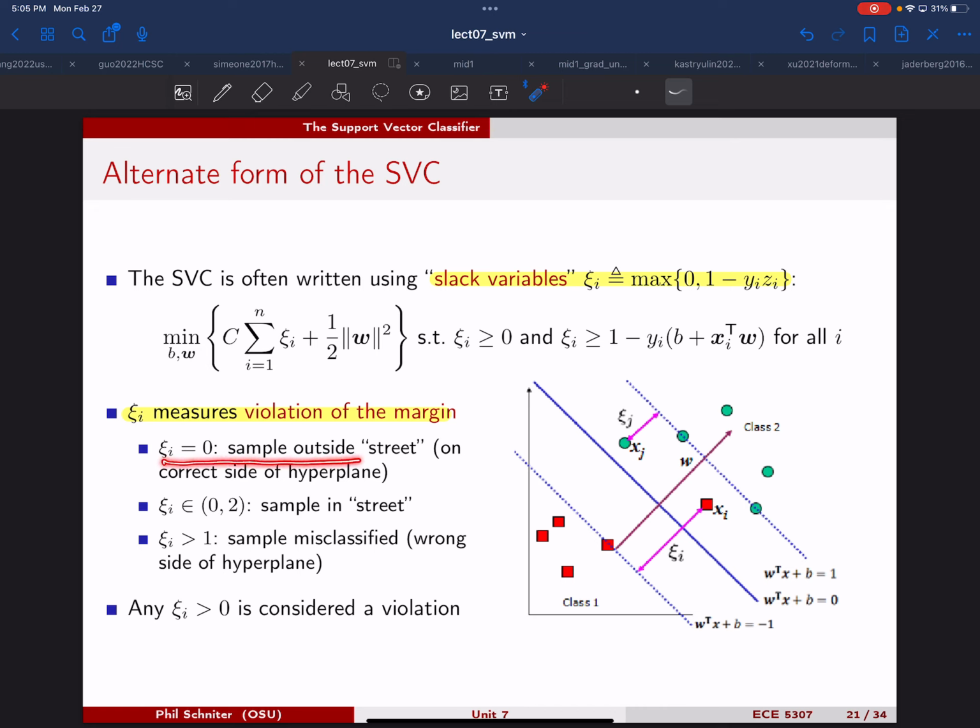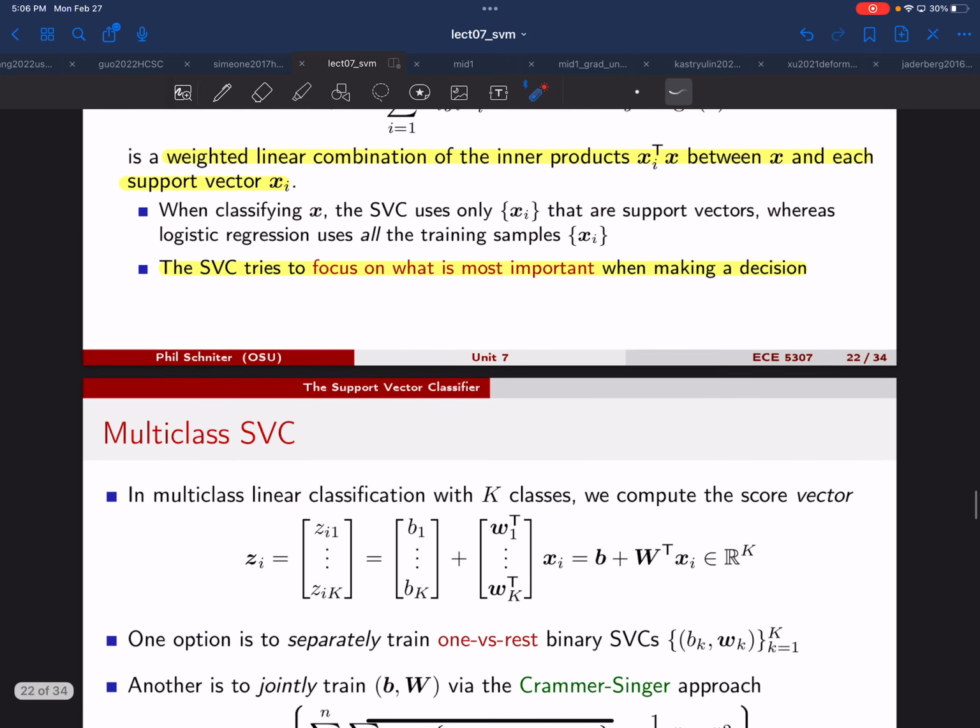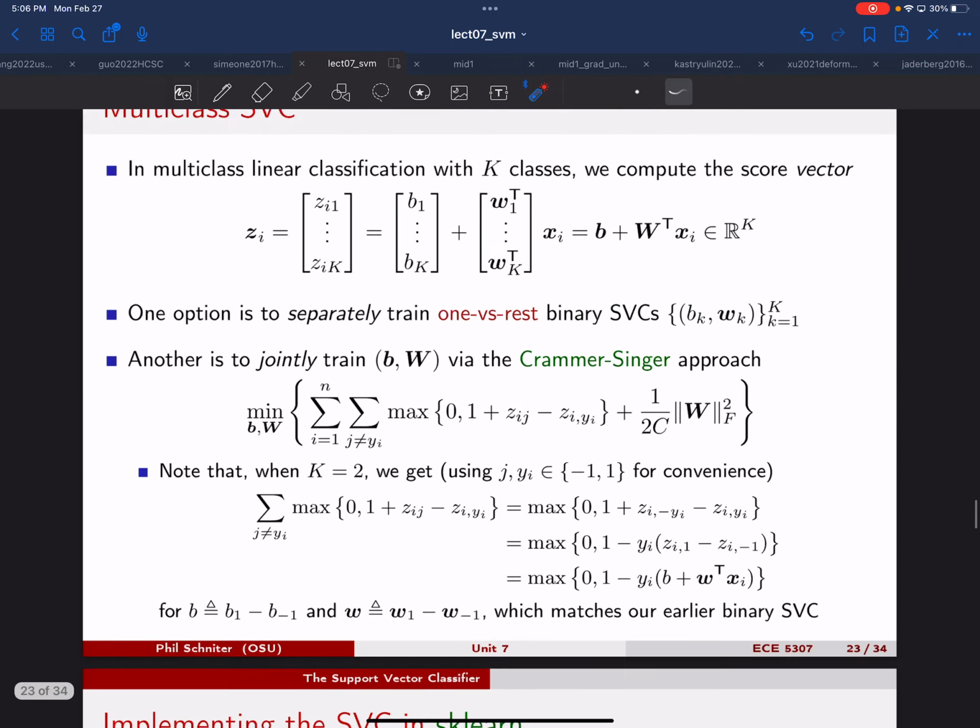So xi equals 0 means outside the street on the good side. 0 to 1 means in the street. And anything greater than 1 would mean over here, that means it's actually going to get misclassified, because this is the classification boundary. But for our training, any xi greater than 0 is considered a violation. So anything here. Okay. So that's the SVC.